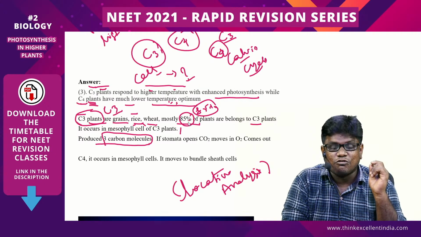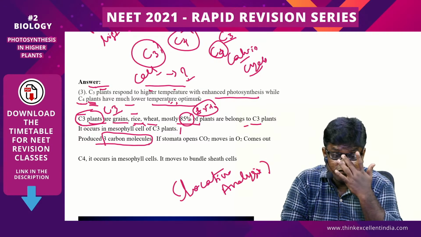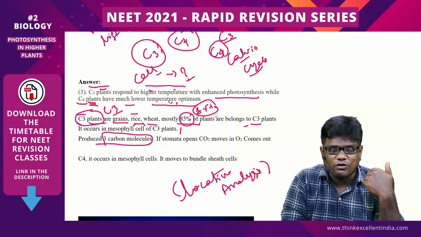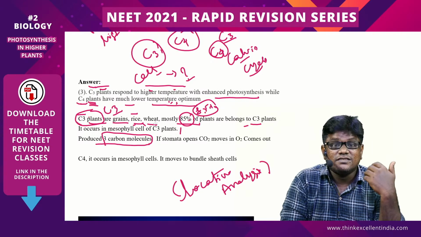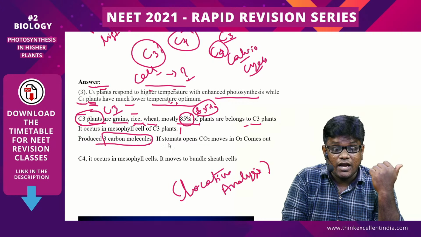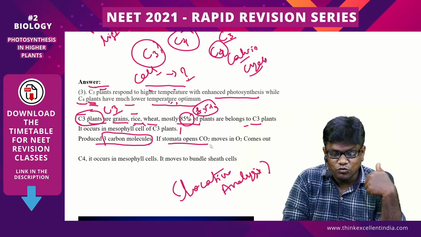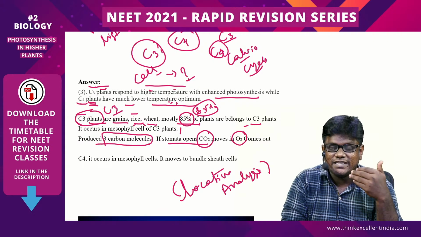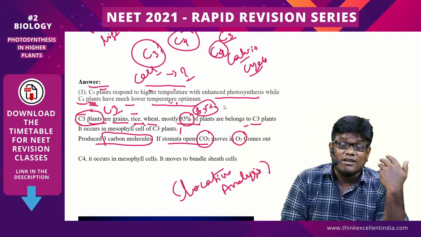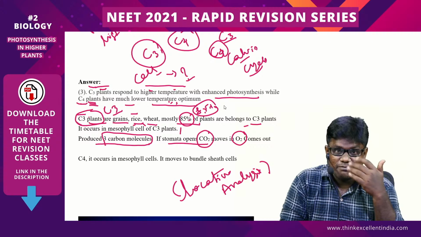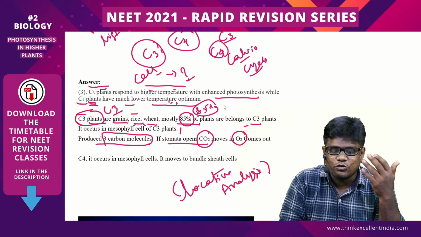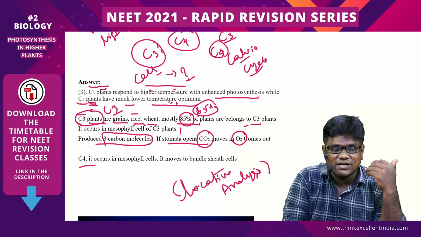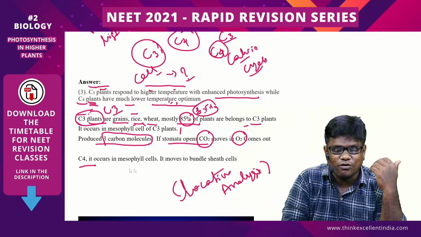85% of the plants belong to C3 because the photosynthesis is very similar when compared to the C4 plants. All 80% of the plants are the C3 type. And the stomata open, CO2 moves in and O2 goes out. So there is intake of CO2 and liberation of O2, and the liberation of O2 goes out along with the respiration process. But C4 plants, what is the difference between C3 and C4?